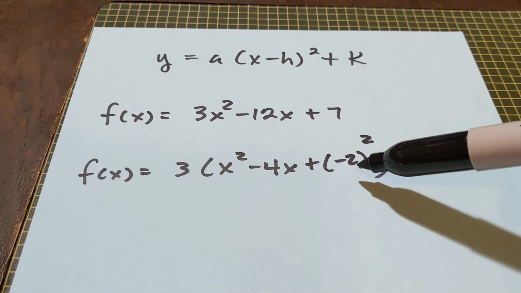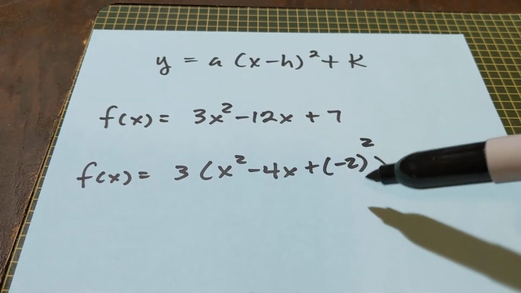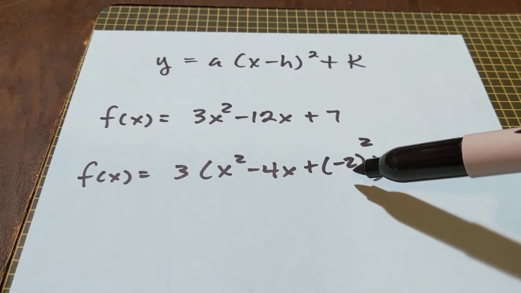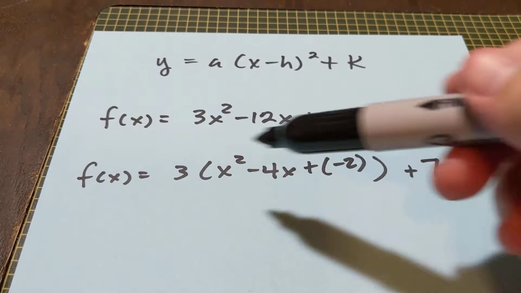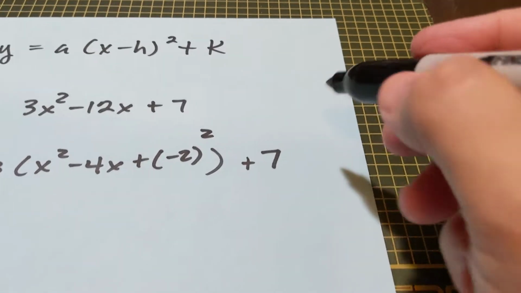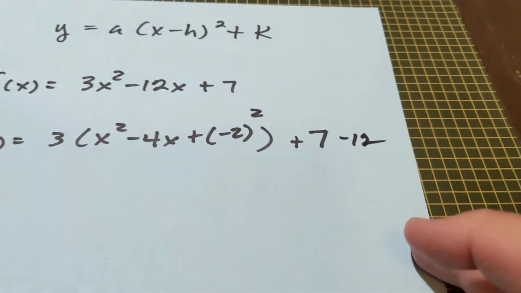and I'm adding that right here. But notice this is 4 times 3. So I've actually added 12 here, since negative 2 squared is 4. 4 times 3 is 12. I actually added 12 here. So I need to come over here and subtract 12.